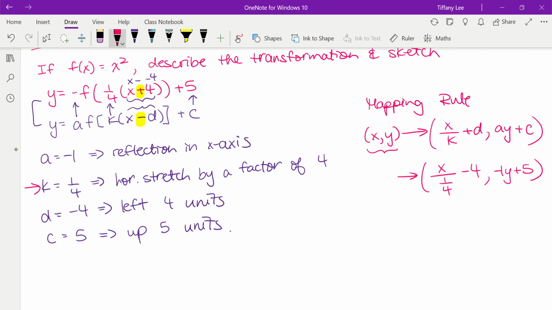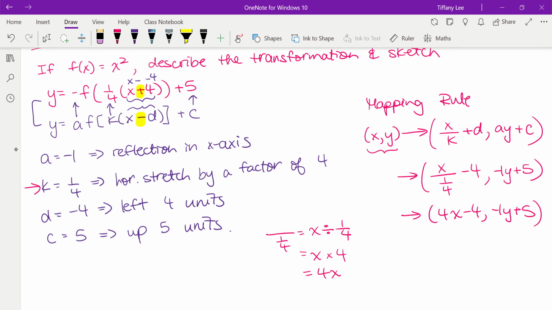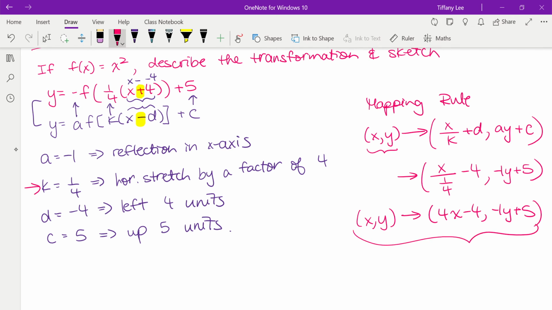I'm going to simplify this because I have x over 1 over 4. This is x divided by 1 over 4. How do you divide fractions? You multiply by the reciprocal, so you get 4x. It's just easier for me to look at it like that. So 4x minus 4, and then negative 1 times y plus 5. And that is your mapping rule equation. So you can use this to figure out your new coordinates.